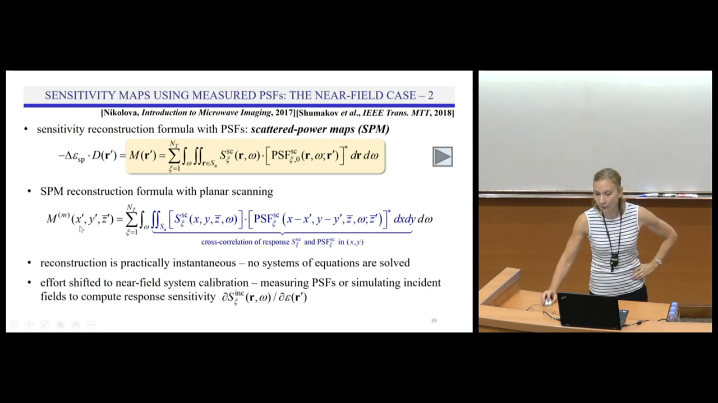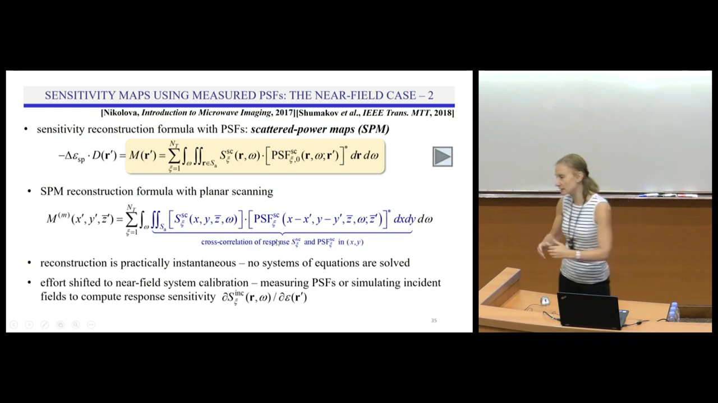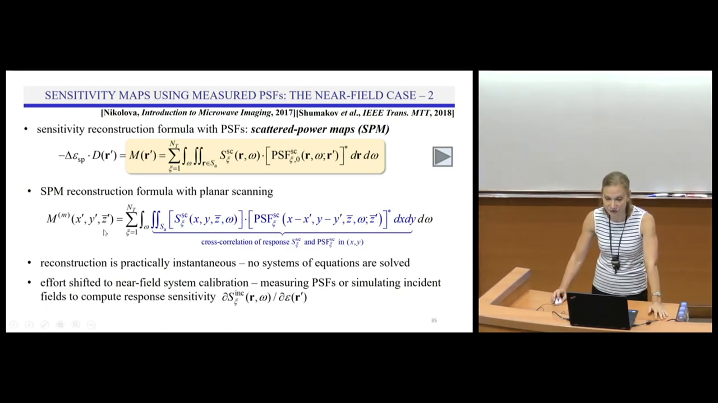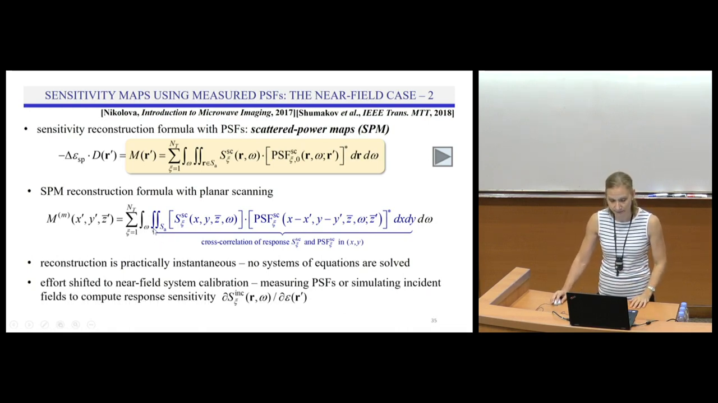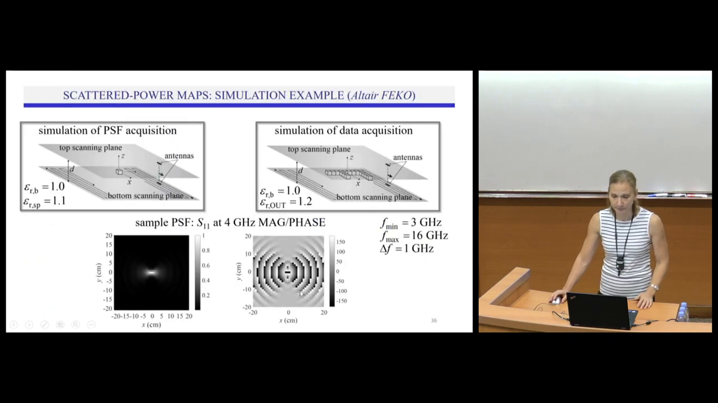Anyhow, so now our forward model can be cast in this form, where it is a cross-correlation between the measured responses with your object under test and the PSF. And, of course, using existing cross-correlation algorithms, 2D algorithms, this is practically an instantaneous generation of a 3D map, which may have 10,000 to 100,000 voxels in it. Of course, the effort is shifted toward the system calibration, measuring the PSF or computing the Jacobian, although that is a pre-process. This is done before the measurements start.